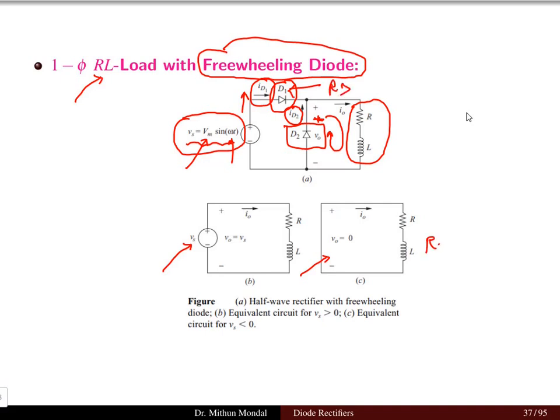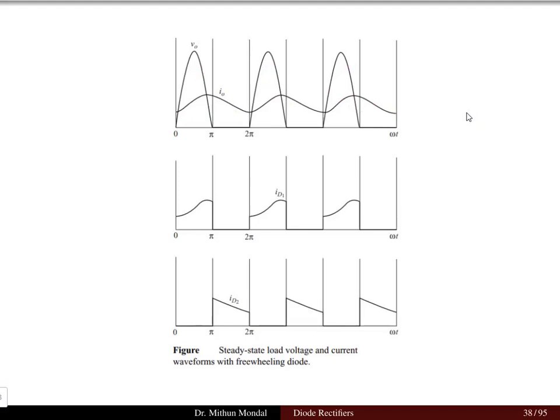So this is when the diode D1 is reverse biased. This is when the diode D1 is forward biased. The load RL will come directly in connection with the source when the diode D1 is forward biased, and there will be no source when the diode is reverse biased. So we can see from this waveform the output voltage and the output current with respect to omega t.